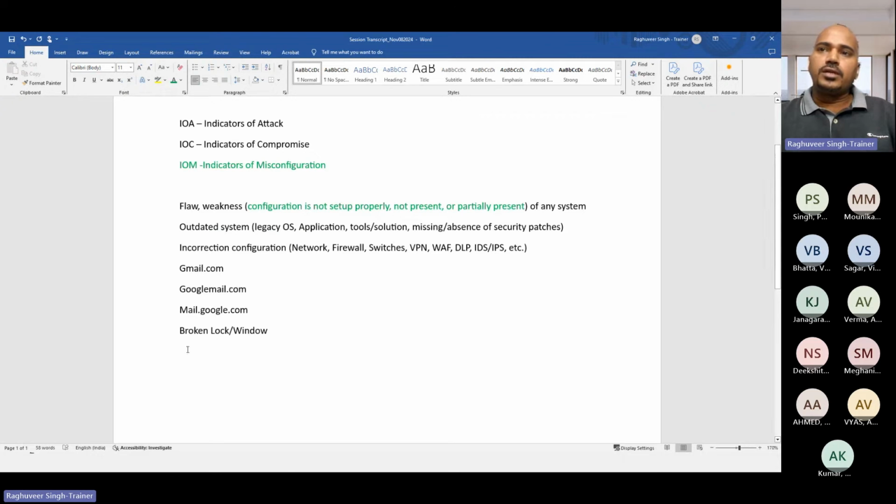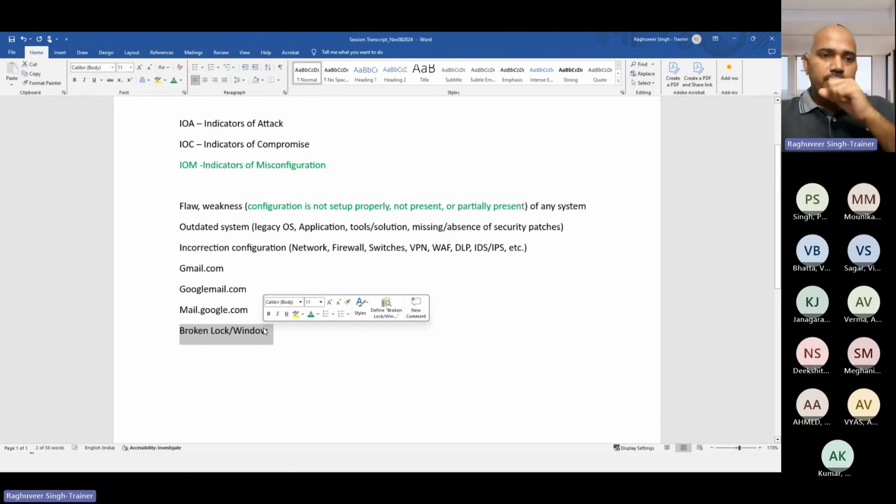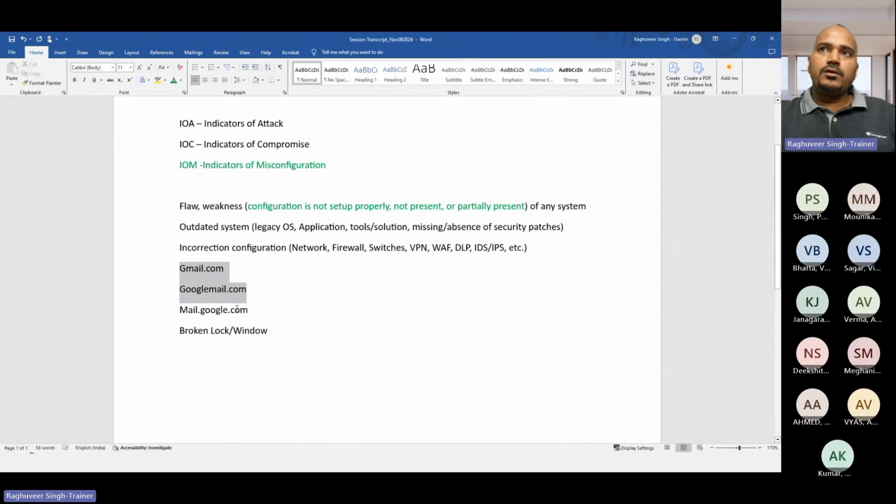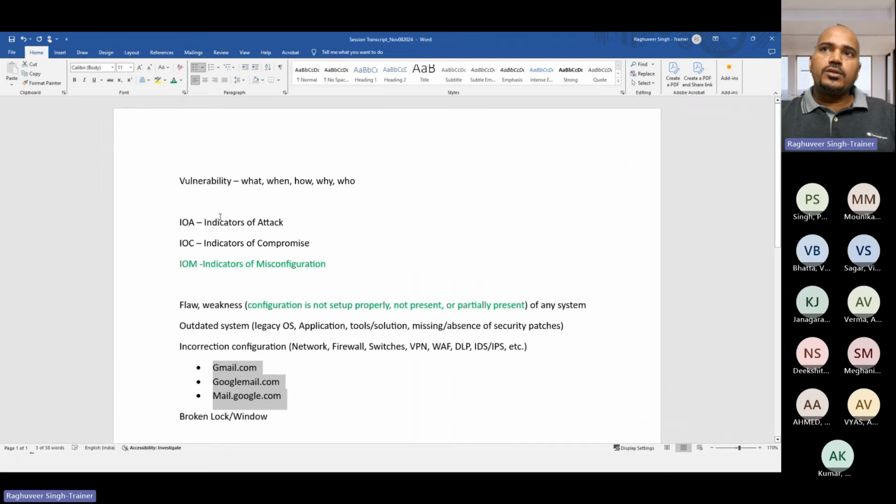Broken lock, broken window. That's a great example for a non-technical person. It's a vulnerability, obviously, because this will allow thieves, intruders to barge in, to get into your home, to get into your system, to get into your network, because it has a broken lock, it has a broken window. So that's an example of vulnerability. So these are the examples of vulnerabilities. Indicators of misconfigurations are examples of vulnerabilities.